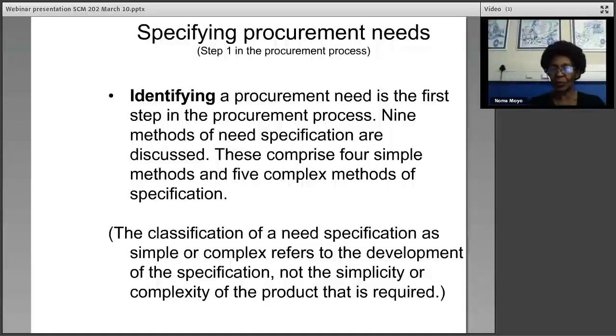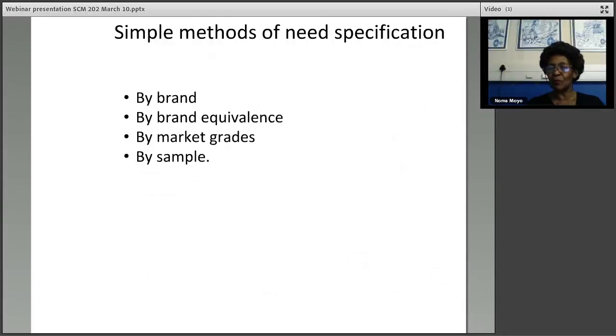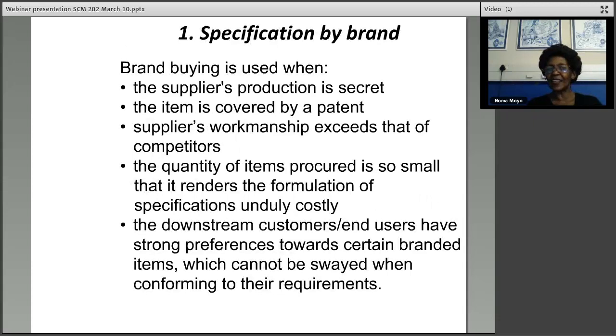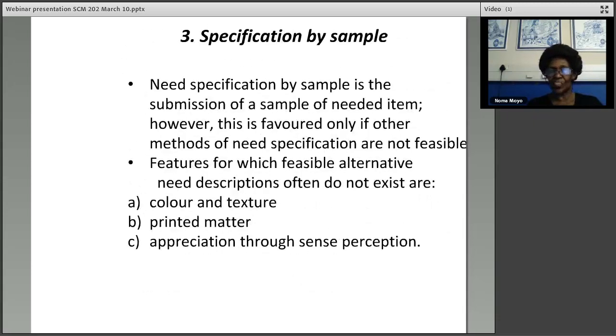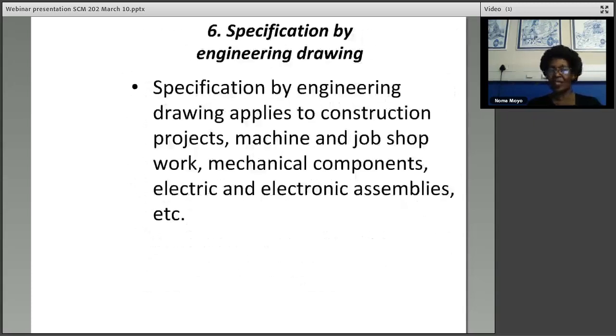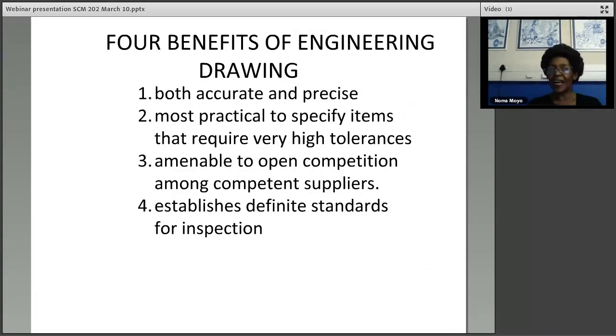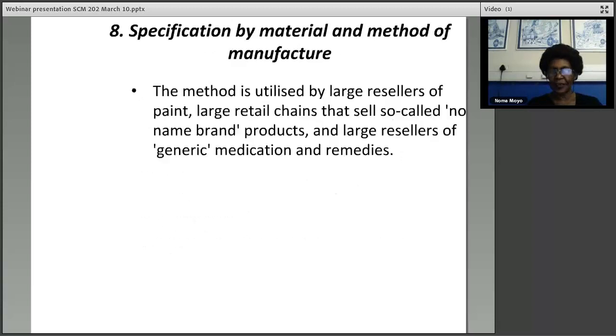Then, how do we look at identifying and specifying a procurement need? How do you specify a procurement need? These comprise 4 simple methods and 5 complex methods. The simple methods: you specify your need by brand equivalent, market grades, and sample. Complicated, it can be by commercial standards, by performance, by engineering drawing, by physical design, by materials and method of manufacture. Please get to know those specifications on how you specify a need. How do you say you have a need?